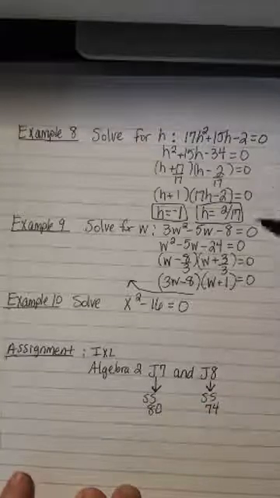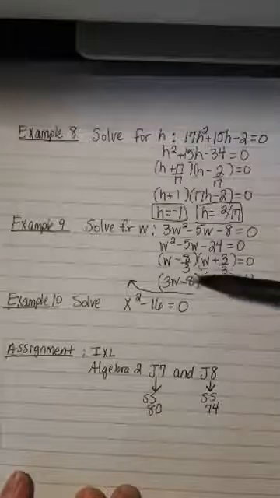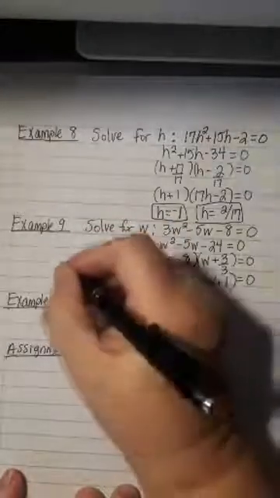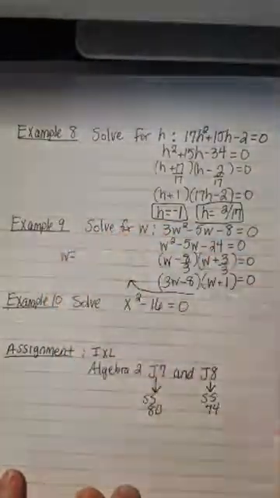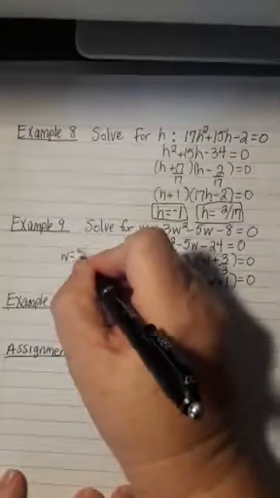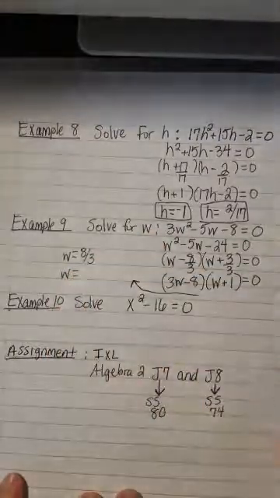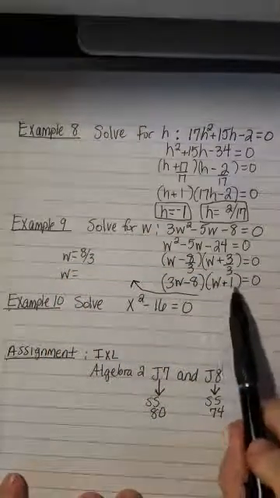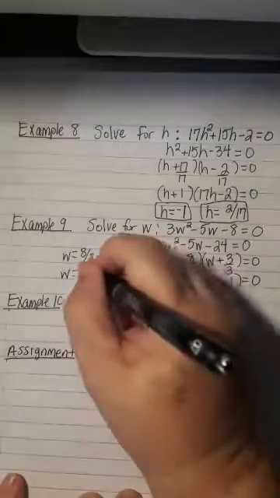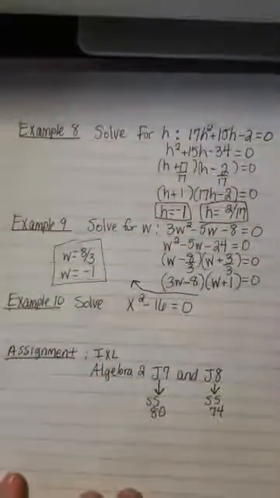So now we're solving for w. So remember, w is going to equal the opposite of the back over the front. So w is going to equal positive 8 over 3. And then w is going to equal negative 1 over 1, which is just negative 1. And those are my two answers.